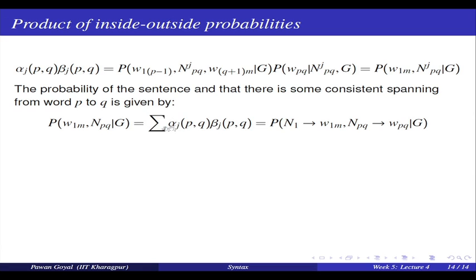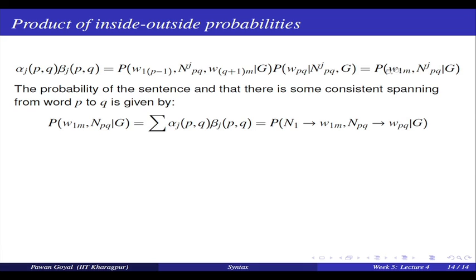This is the probability of the sentence, and that there is some consistent spanning from word p to word q. And this you can also write in this manner. It is the same thing: n1 derives w1m and npq derives wpq. This and this are the same thing, except for this particular index of nj.